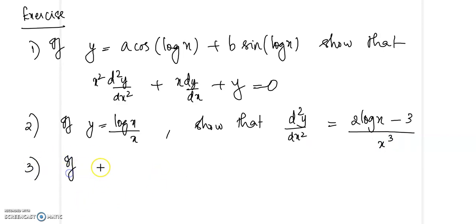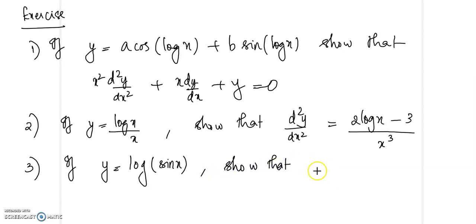And if y is equal to log sin x, show that y3 is equal to 2 cos x by sin cube x. So please work out these problems. Here y3 denotes the third derivative.